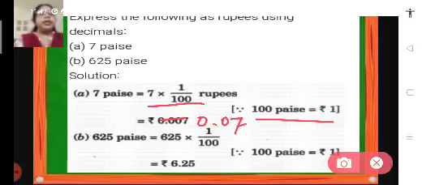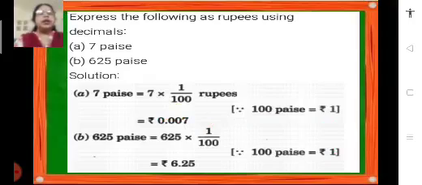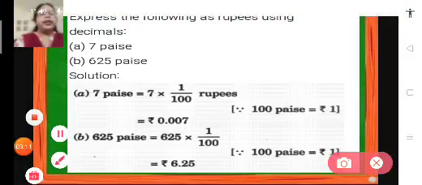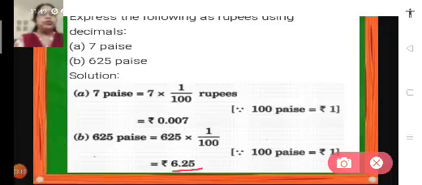Now next one, B is 625 paise. So it can be written as 625 multiplied by 1 upon 100, or directly you can write as 625 upon 100. So it will be rupees 6.25.